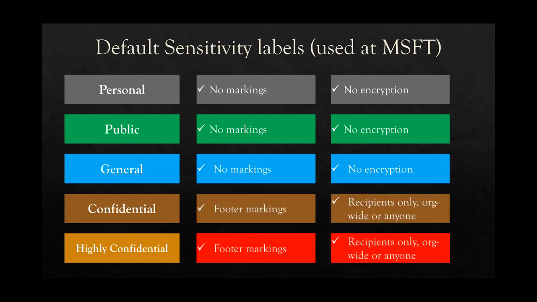And in the latter two, confidential and highly confidential, the default behavior is to apply some footer markings to it, and as well, to apply some encryption, so you can choose. There's actually a couple of subcategories of the confidential label. You can say recipients only if you're sending an email, and that means that only the people you've included in your subject line are going to have access to the attachments and the message and stuff that you sent out.